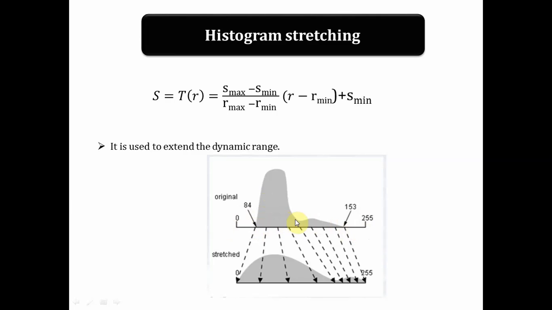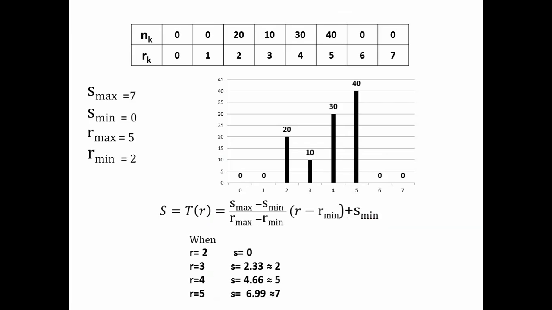At that time, what am I doing? I am increasing the dynamic range. I can visualize my image for the minimum value as well as for the highest L minus 1 value. That means I am extending the dynamic range of the input image.